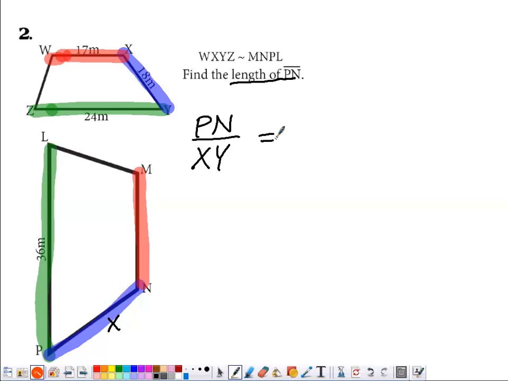Do we know the length for both of the reds? No. Do we know the length for both of the greens? Yes. So we're gonna use that one. Wouldn't the other side of the red for M and N still be 17? No, because these are similar, but they're not equal. We don't know yet.